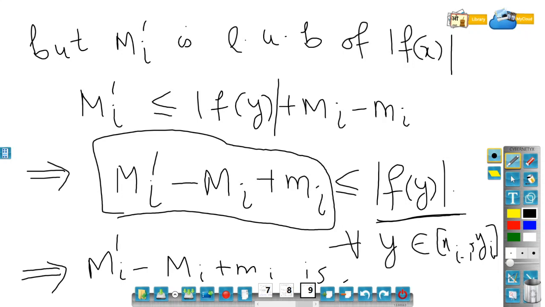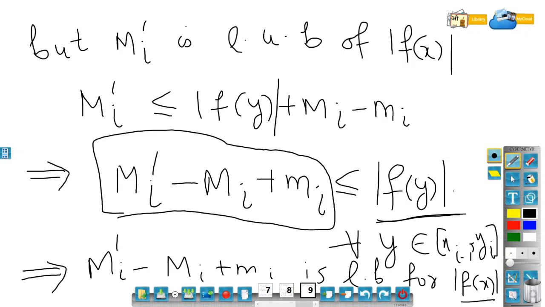is a lower bound for mod f of x or f of y also you can say, but that x and y are dummy variables here. So it is a lower bound for mod f of y. You can say f of y, not an issue. There will not be any difference there.